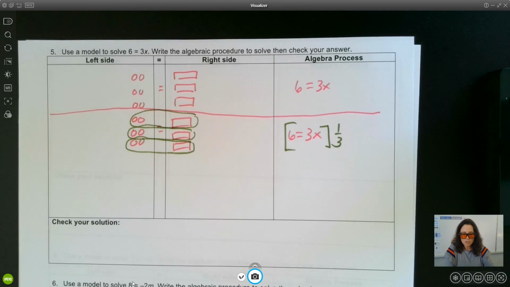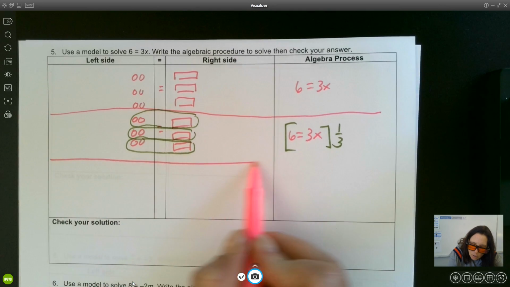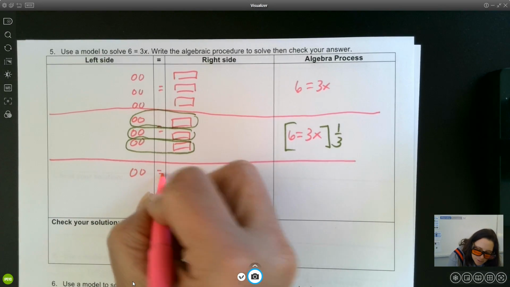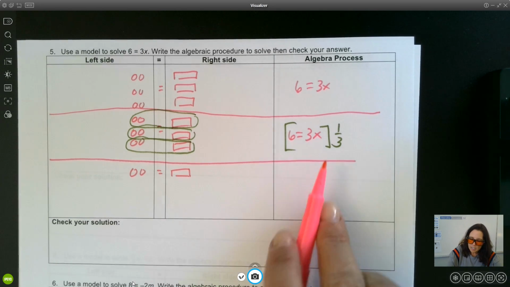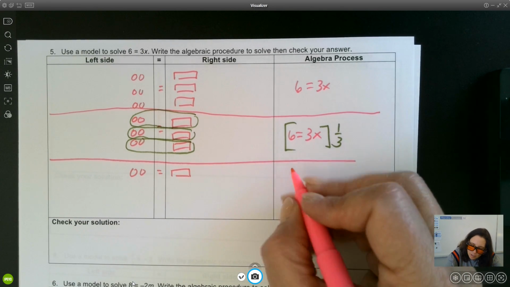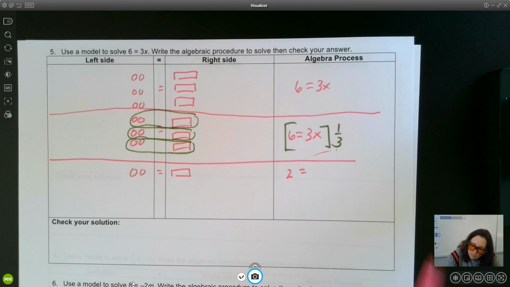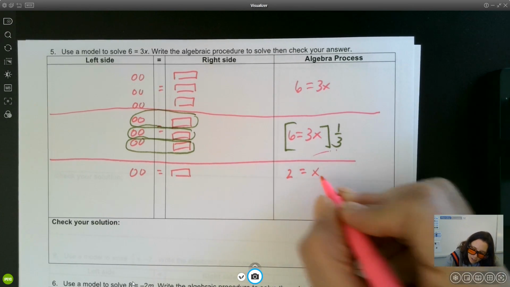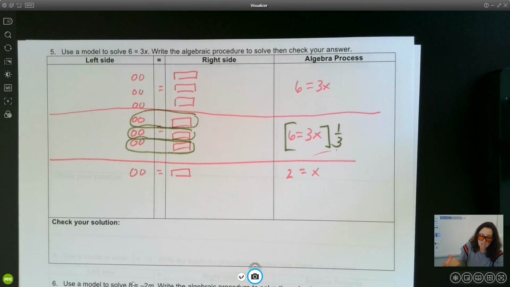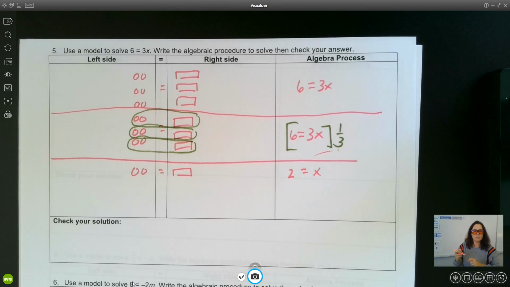Well, if I take a third of this picture, wouldn't I be left with this? X equal 2. If I take a third of 6, I'd have 2. If I take a third of 3x, I'd have x. There's my answer, x equal 2.